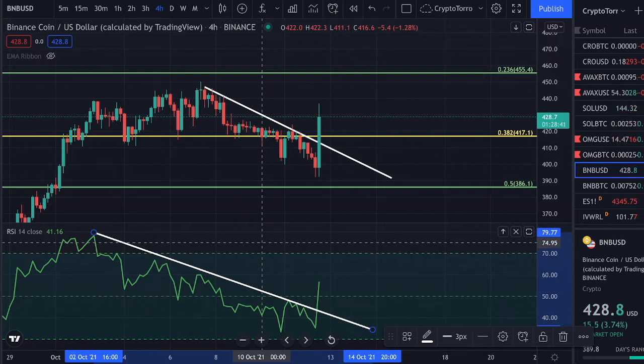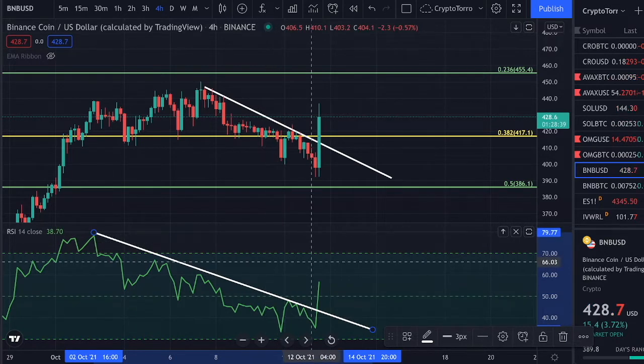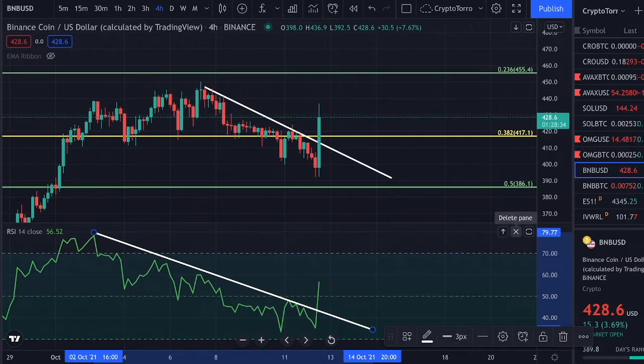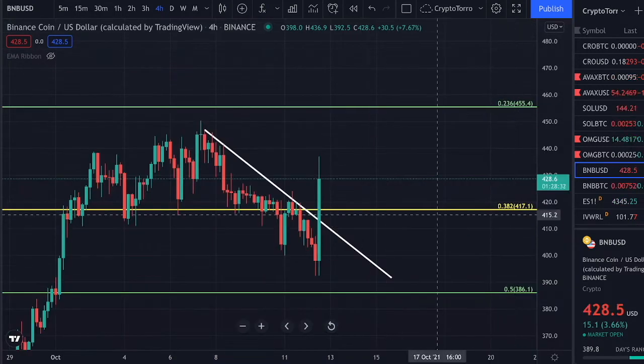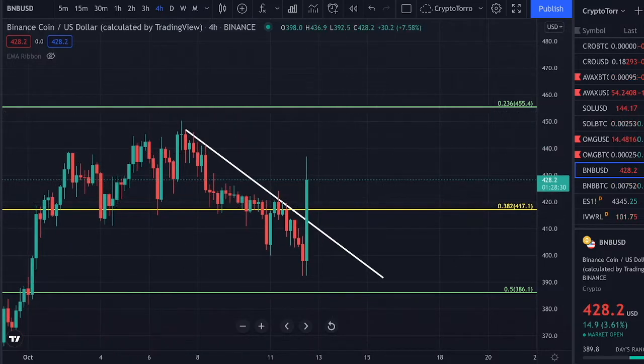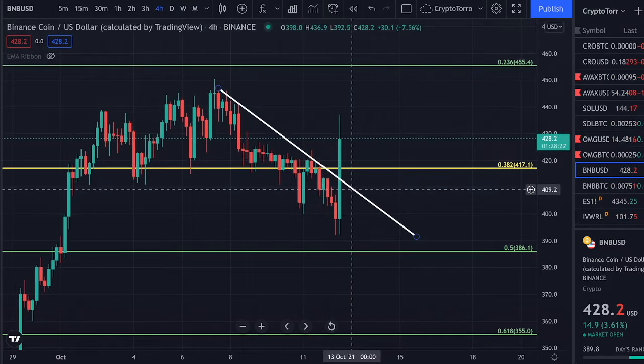I am very pumped about this. I think the RSI is completely bullish right now. We are clearly seeing this breakout of this downtrend on the RSI as well, and you can actually expect that we will still see momentum towards the upside due to this fact alone.